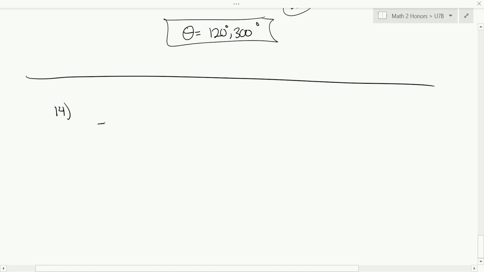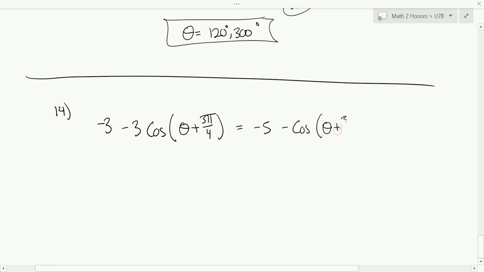So here we have negative 3 minus 3 times the cosine of theta plus 3 pi over 4 equals negative 5 minus the cosine of theta plus 3 pi over 4. Okay, so it looks a bit intimidating at first, right? There's a lot going on here. Also, the instructions say to put your answer in radians, right?